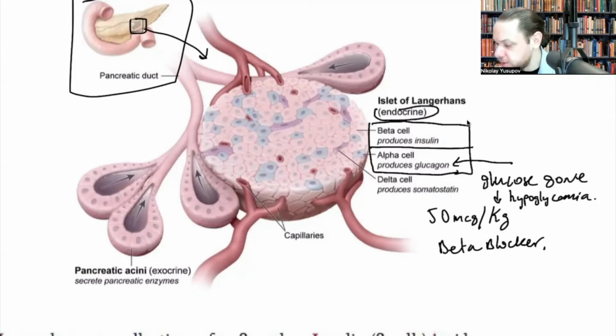What is endocrine? Endocrine means it goes into the blood. It travels into the bloodstream, and you see these capillaries, how they go in a network around all these cells. Once these hormones are secreted, they will be taken up into these capillaries, and they're going to become systemic.